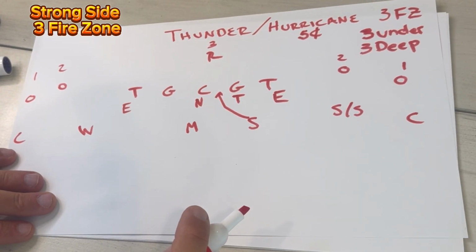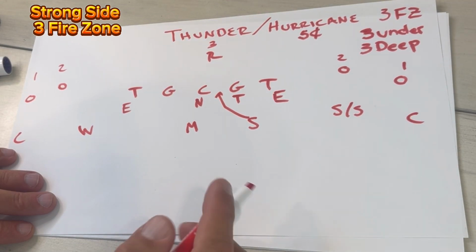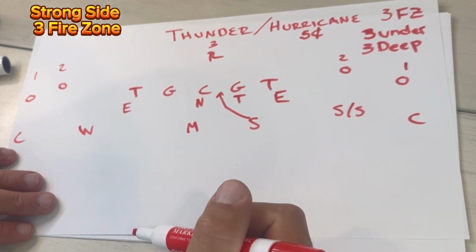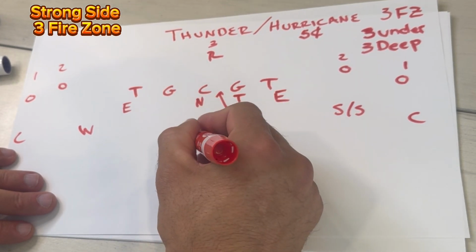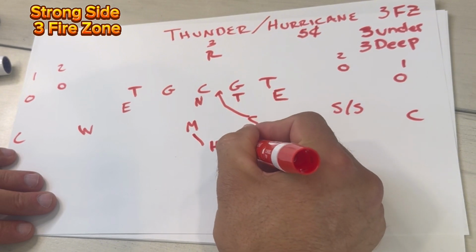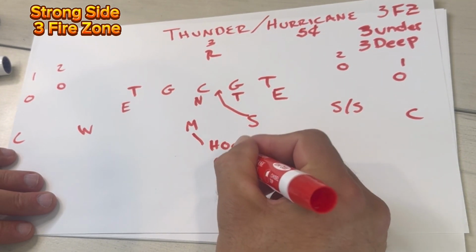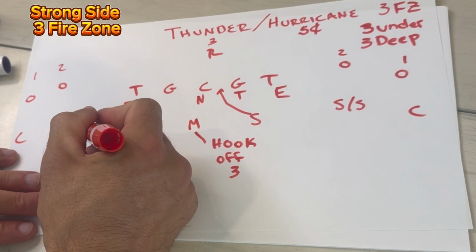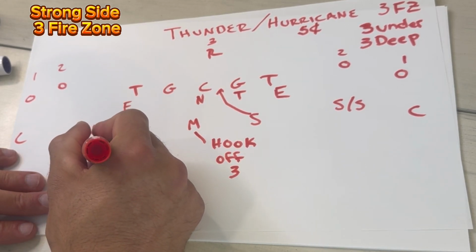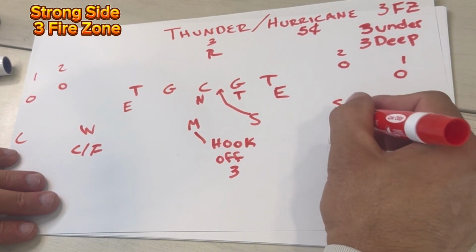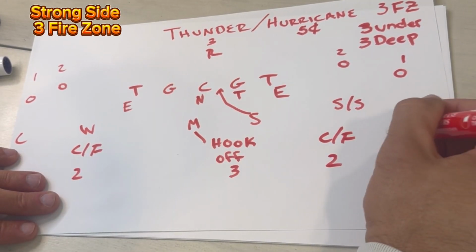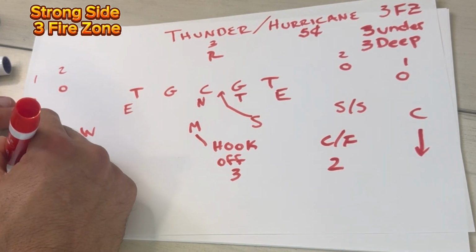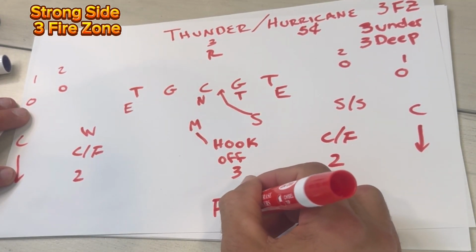All right, so the only difference here between regular cover 3 and Thunder or Hurricane is the Sam is going to take this A gap right now. All right, which now leaves him with the responsibility of 3 by himself. So he's now the hook player. Okay, hook off 3. All right, that means this will has curl flat over here off of 2. The strong safety is also going to have curl flat off of 2. Corner is deep third still, and your free safety is still middle third.